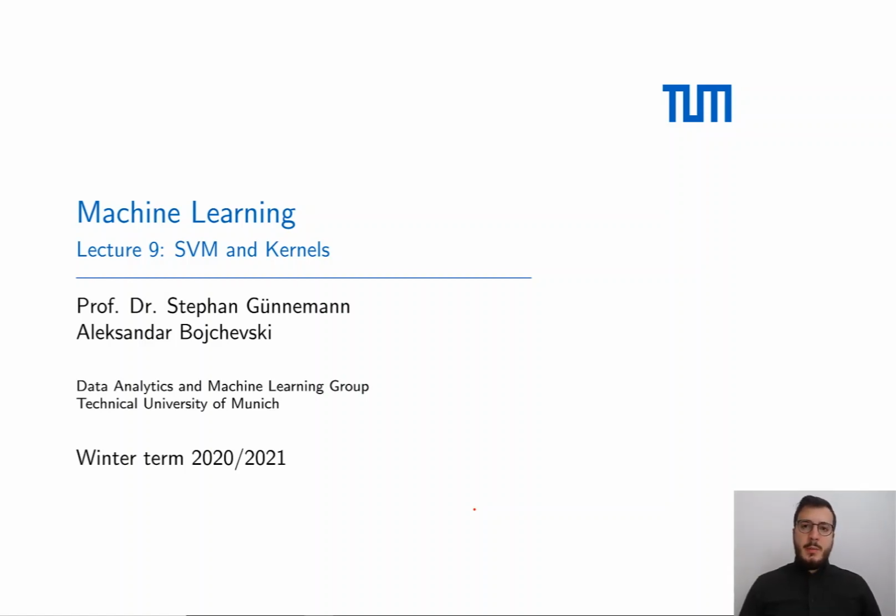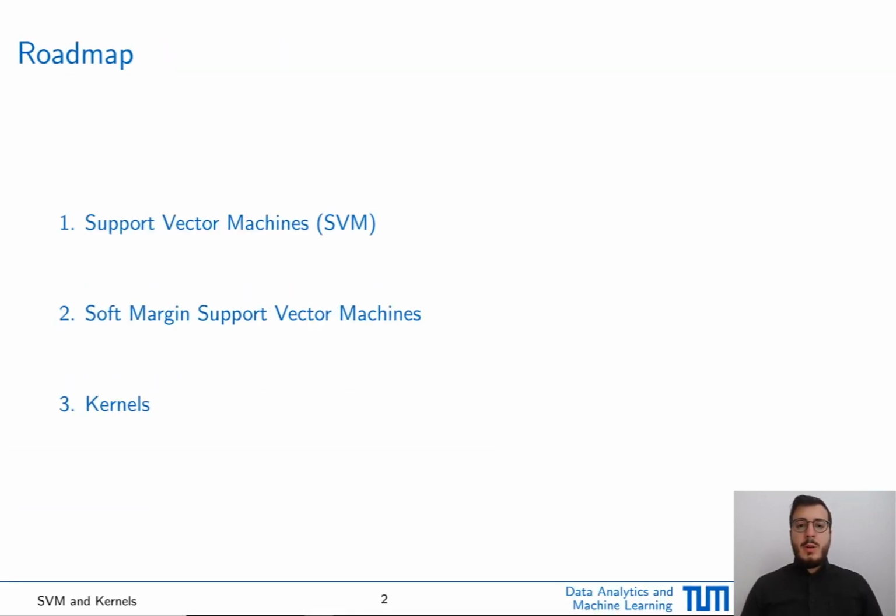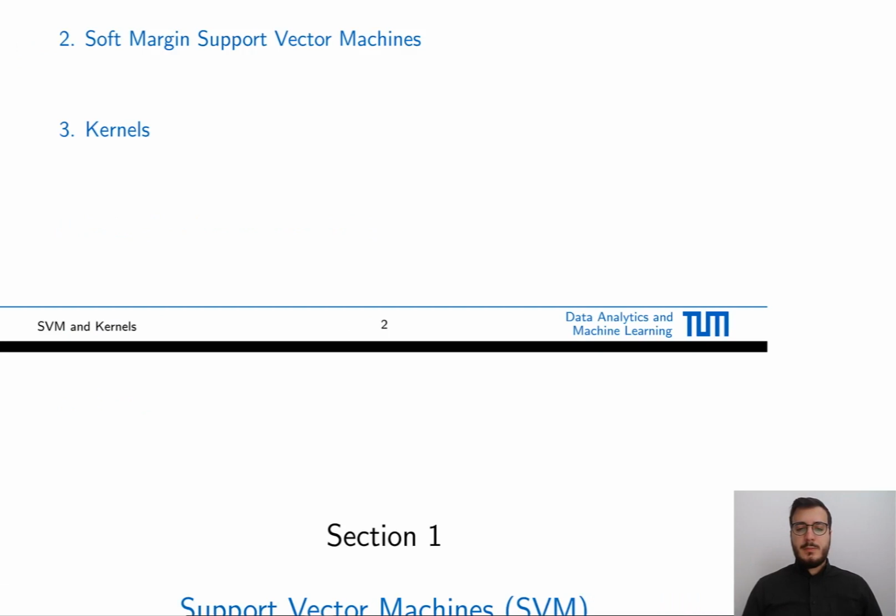My name is Alexander Wojcicki, and in this lecture we will learn about support vector machines and kernels. We start with introducing the general idea behind the support vector machines approach, and we also discuss the so-called hard margin SVM variant. Then we discuss an extension called soft margin SVM, which turns out to be more robust in practice. And finally, we discuss kernels.